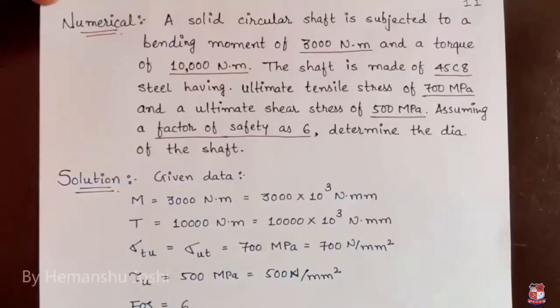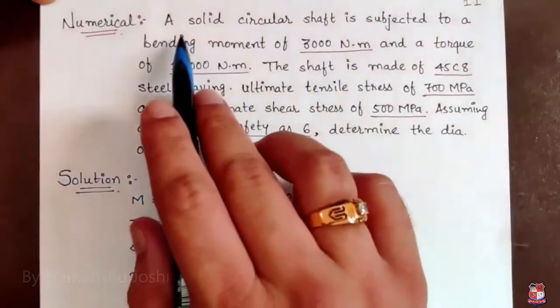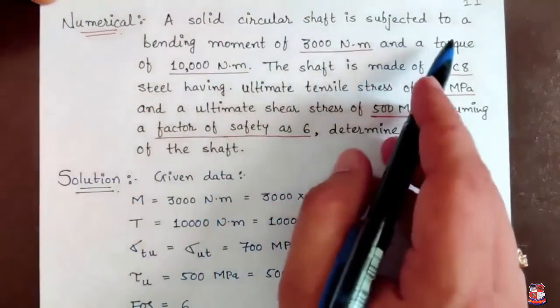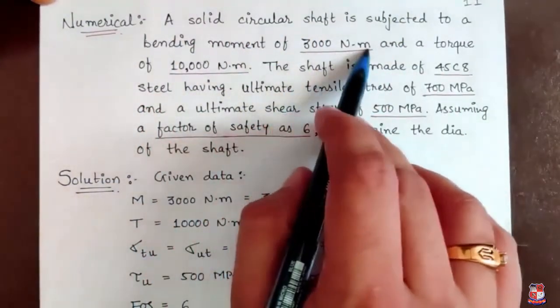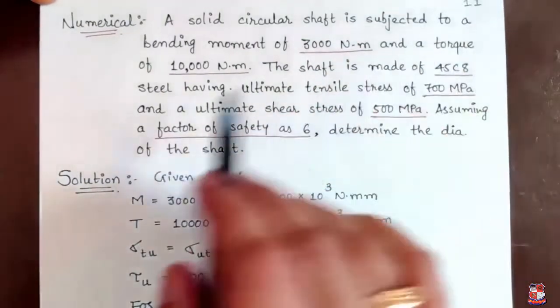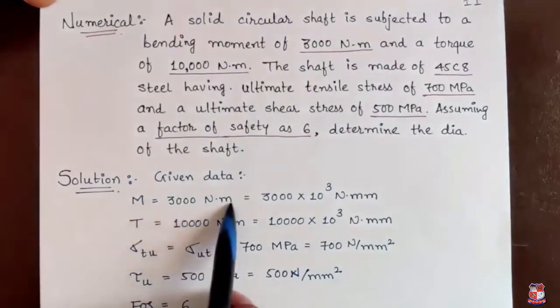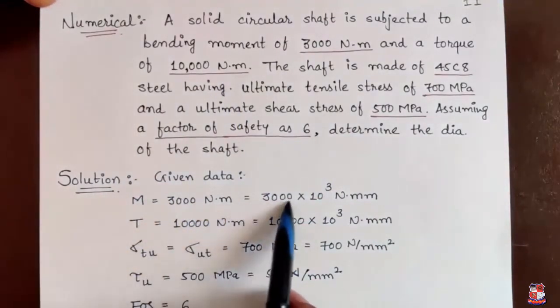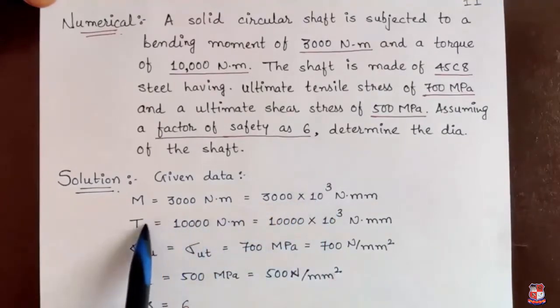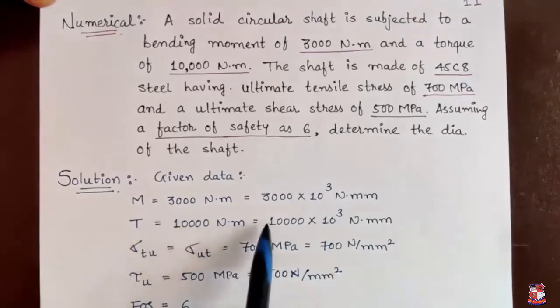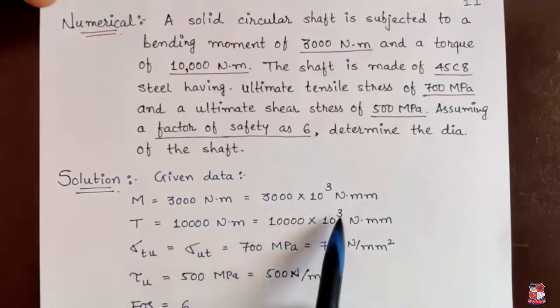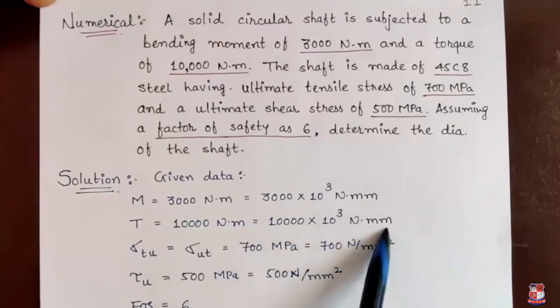Now let us solve one numerical related to design of shaft subjected to combined bending and twisting moment. A solid circular shaft is subjected to a bending moment of 3000 Newton meter and a torque of 10,000 Newton meter. So capital M bending moment is 3000 Newton meter, in terms of Newton mm it will be 3000 into 10 raised to 3. And the torque is 10,000 Newton meter, so in terms of mm it will be 10,000 into 10 to the power 3 Newton mm.